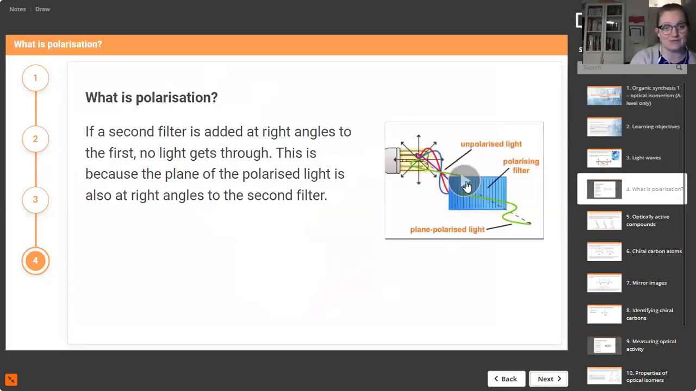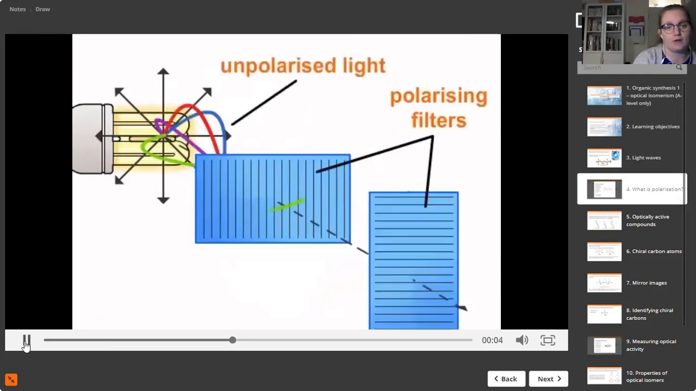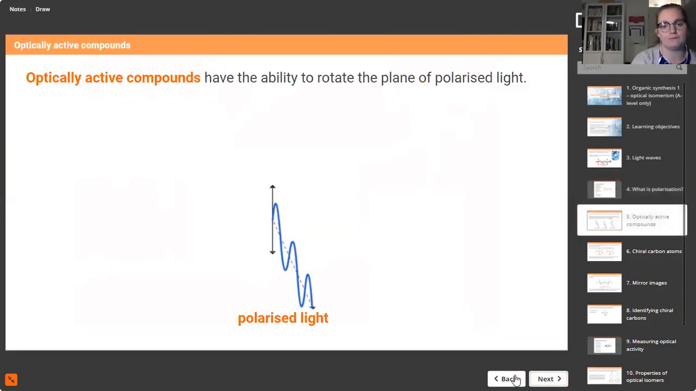If we added a second filter at right angles to the first, what you will find is no light gets through, because we've got the first one. We get that one wave passing through, but this polarizing filter is now at a different angle, 90 degrees, and that isn't the right plane for this wave to pass through. So this wave isn't going to pass through it. And so what you will get then is no light passing through. So we've got plane polarized light, and then it gets stopped by the second filter. We have no light coming through.